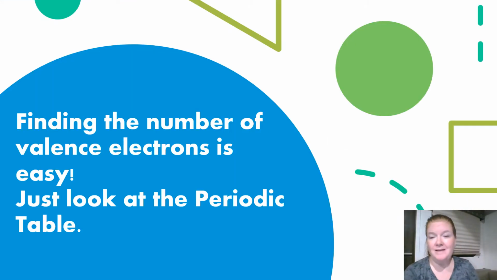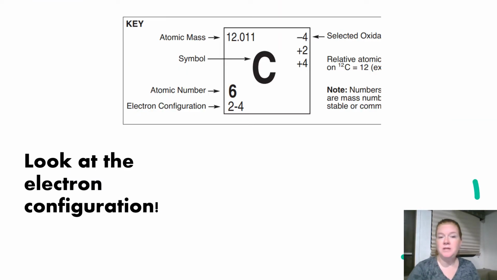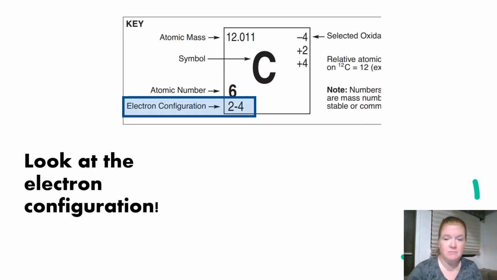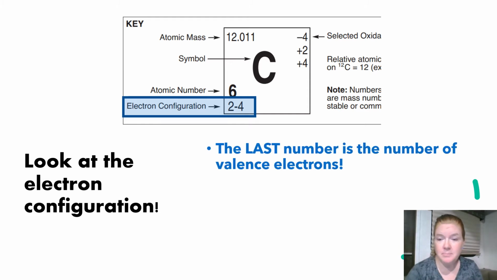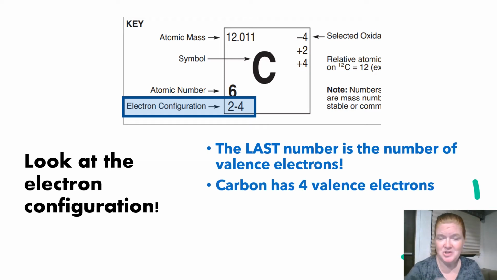Finding the number of valence electrons in this class is so easy. You literally look at the periodic table. So you look at the electron configuration. So you see right there, you look at electron configuration. The last number is the number of valence electrons. It doesn't get too much easier. So carbon has 4 valence electrons because literally the last number in the electron configuration.